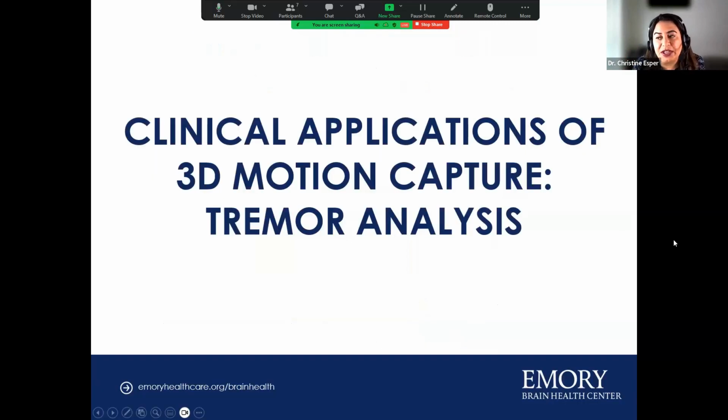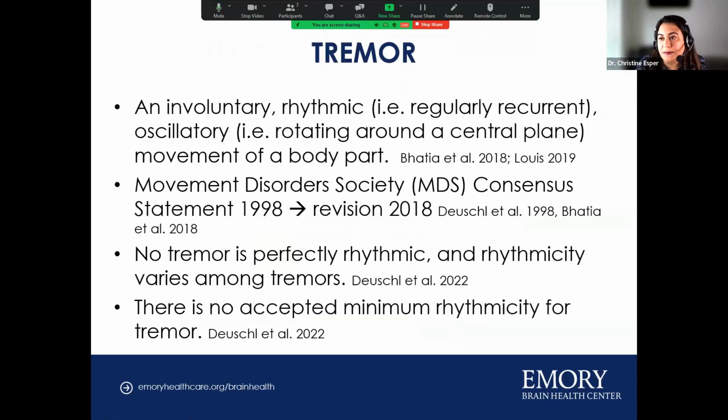So I'm going to start with talking about some of the clinical applications of the motion capture lab, specifically with regard to tremor. Tremor is an involuntary rhythmic oscillatory movement of a body part. The Movement Disorders Society has defined this. They started in 1998, and there was a revision in 2018. Some things to keep in mind are that no tremor is perfectly rhythmic, rhythmicity can vary among tremors, and there's no accepted minimum rhythmicity for tremor.